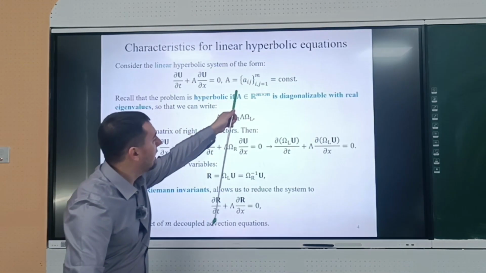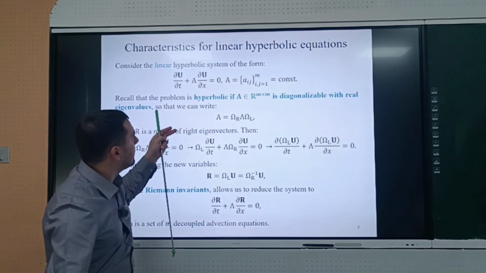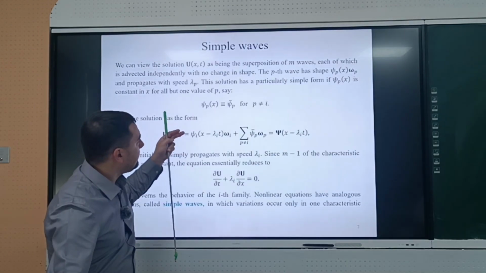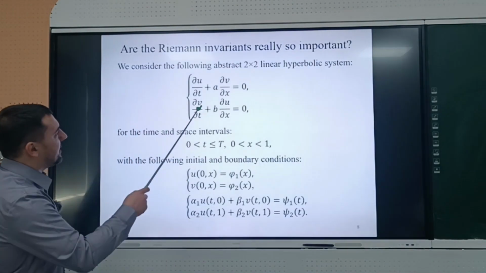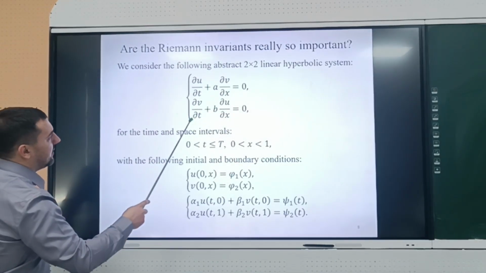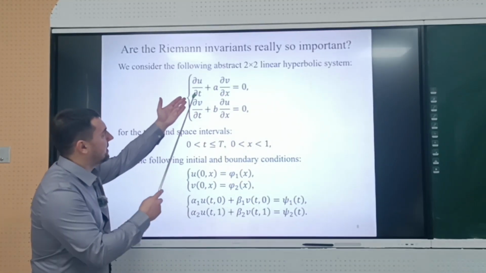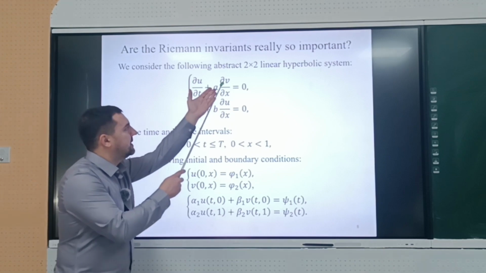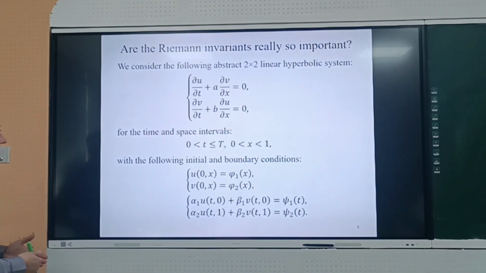So here, if you take m equals 2, right? So consider only 2 equations, and consider very simple matrix A. So du over dt plus a dv over dx. So u and v are different functions. dv over dt plus b du over dx. It means that they are coupled. So you see here du over dt, but dv over dx. So that's not the same as we considered previously, right?